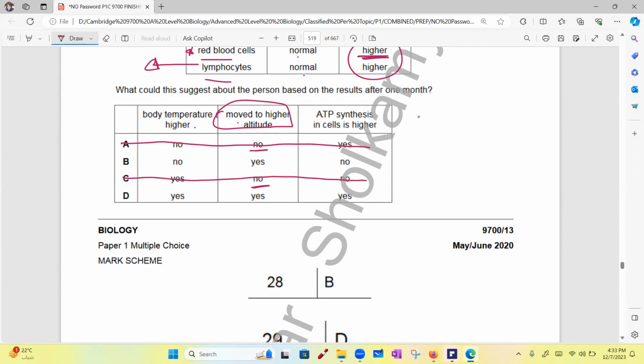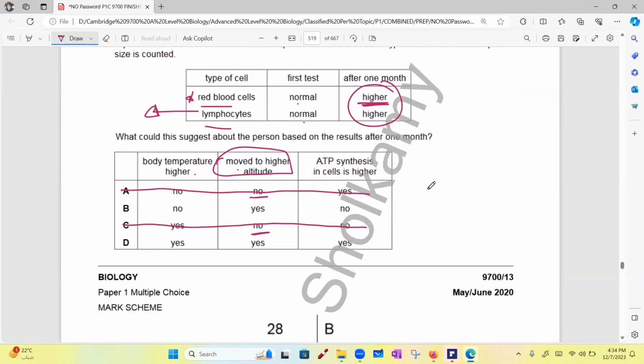When you have more red blood cells and you move to high altitude. Remember the list that we took in class? What else increases? The body temperature. Yes, because we said that there's an increase in the mitochondria. So there's increased energy production and increased body temperature. I just gave you the answer.